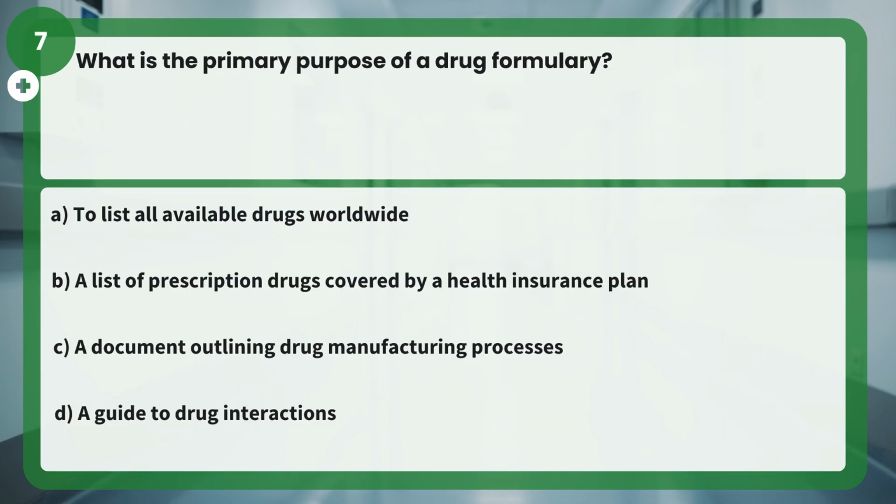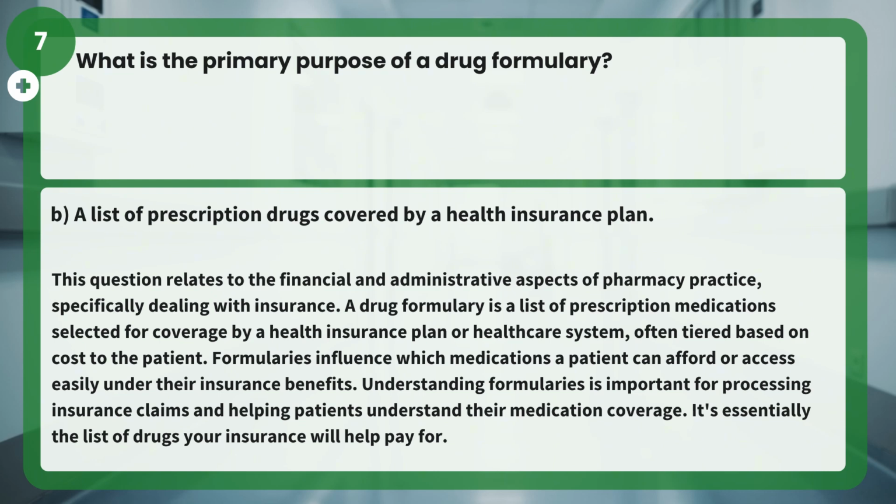Question 7. What is the primary purpose of a drug formulary? A. To list all available drugs worldwide. B. A list of prescription drugs covered by a health insurance plan. C. A document outlining drug manufacturing processes. D. A guide to drug interactions. Answer: B. A list of prescription drugs covered by a health insurance plan.